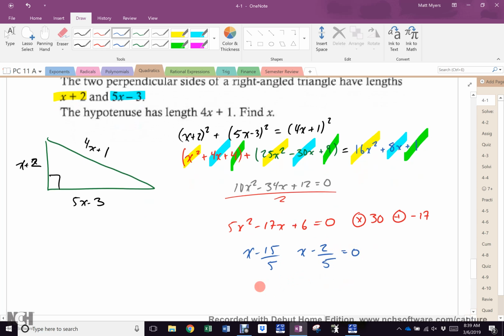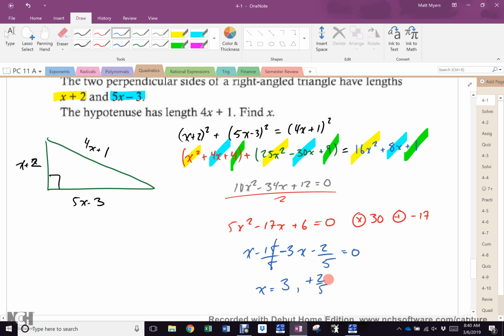There's my answer. So what are my answers for x? What does that simplify to? 3. Negative 3. So my answer is positive 3. And this doesn't simplify, so my other answer is positive 2/5. Everyone cool?